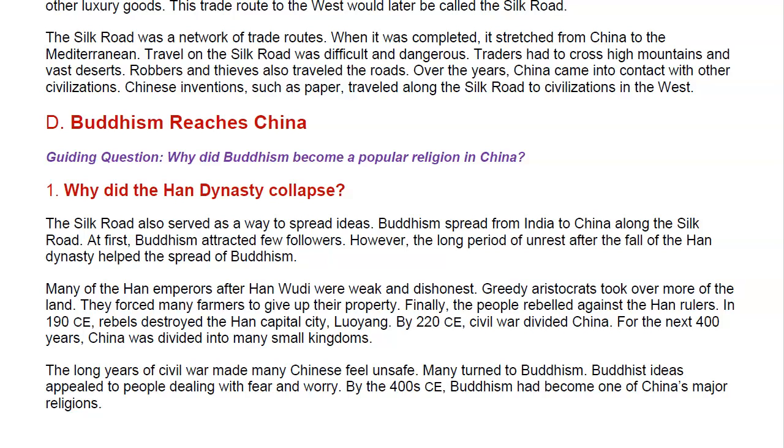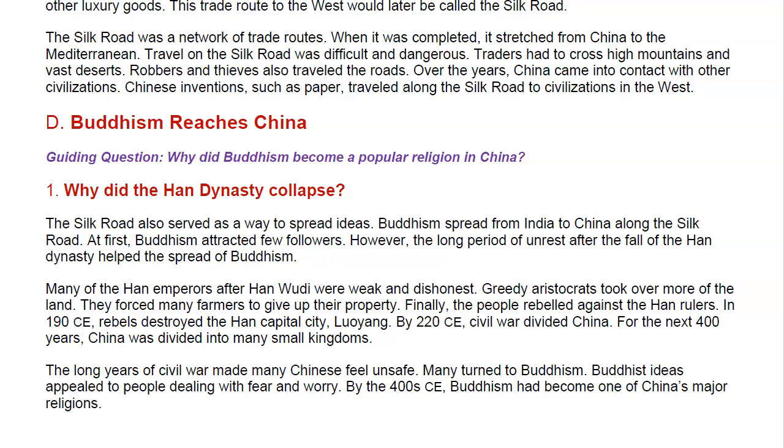Many of the Han emperors after Han Wudi were weak and dishonest. Greedy aristocrats took over more of the land. They forced many farmers to give up their property. Finally, the people rebelled against the Han rulers. In 190 CE, rebels destroyed the Han capital city of Wuyang.